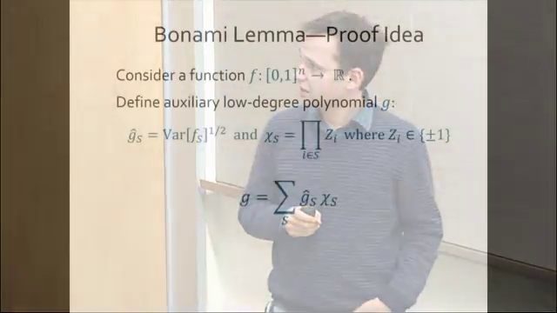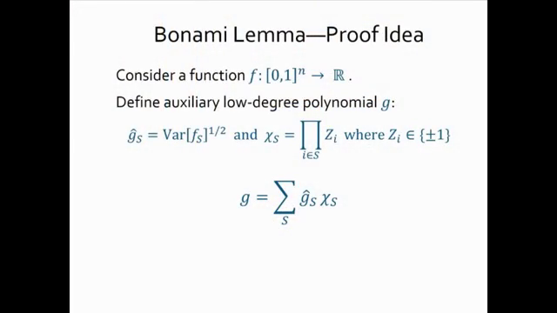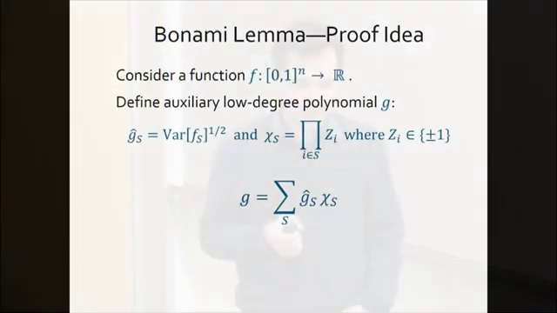And the idea is to reduce this problem to the standard Bonami lemma. So we are going to define an auxiliary polynomial g, and we proceed as follows. Let g_S be just the variance of this term f_S, and let chi_S be the character for the set S. And so we define this polynomial g with Fourier coefficients g_S.